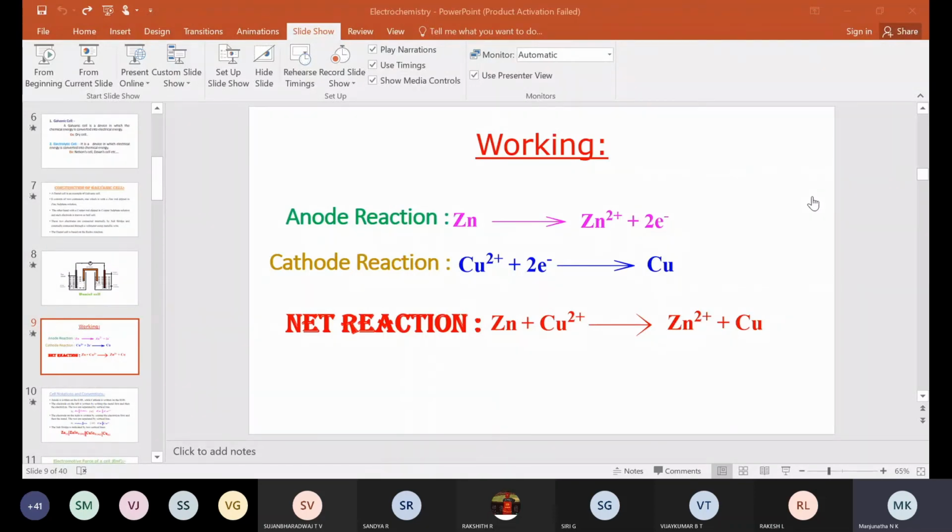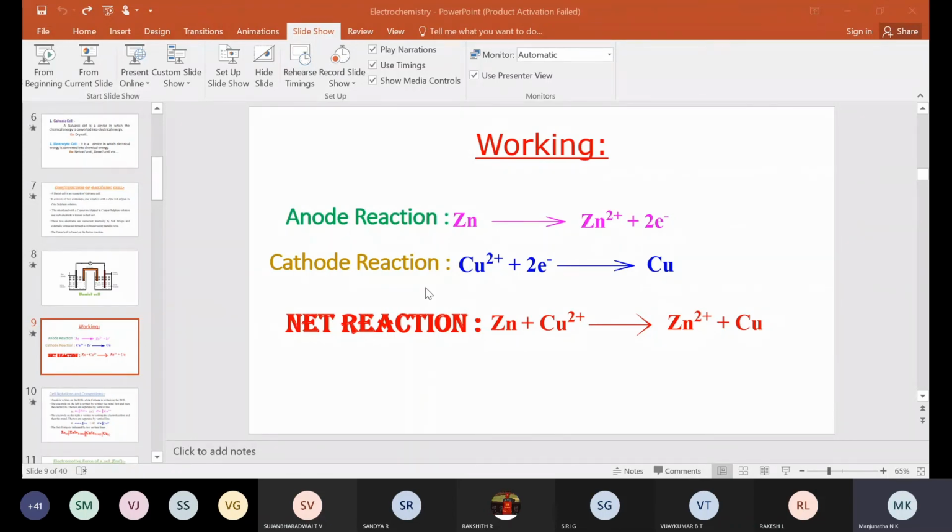So this is about the introduction to electrochemistry, that is, the definition of electrochemistry. Next, another one is types of electrochemical cell. There are two types: one is a galvanic cell, another one is an electrolytic cell. Next is one example for the electrochemical cell, that is the galvanic cell, its construction and working. It's clear? Any doubt in this, you can ask.